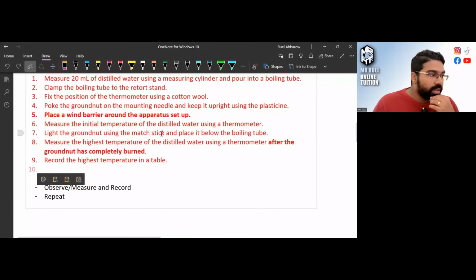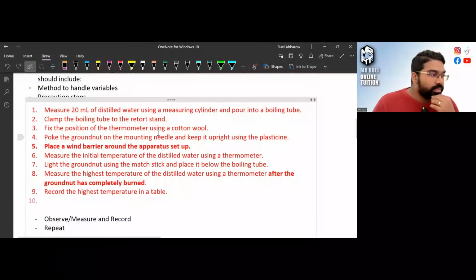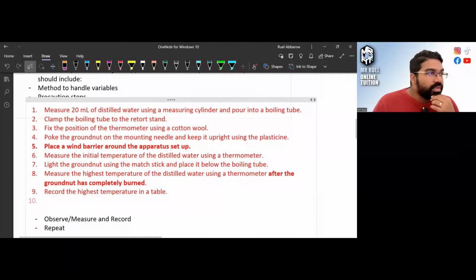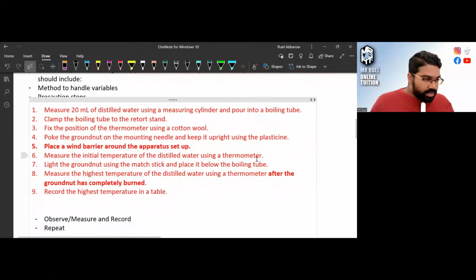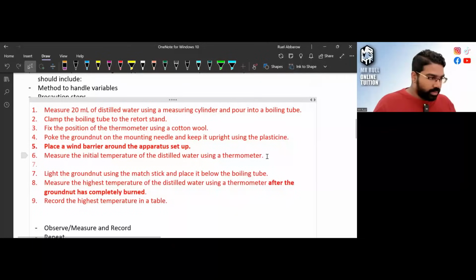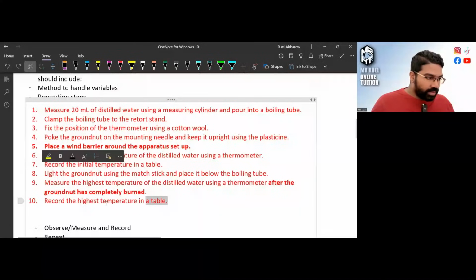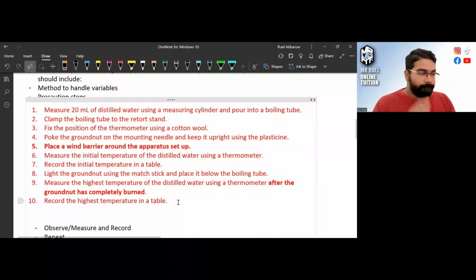Let me just double check. Okay, class. Sorry. Here also same case. When you measure the initial temperature, please don't forget to write record. So you can say measure and record, or I like to put it in a separate line here. Measure and record. Every time you measure, you record. Please don't forget that. Measure and record. Done.